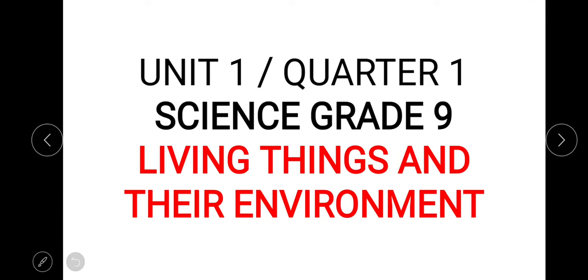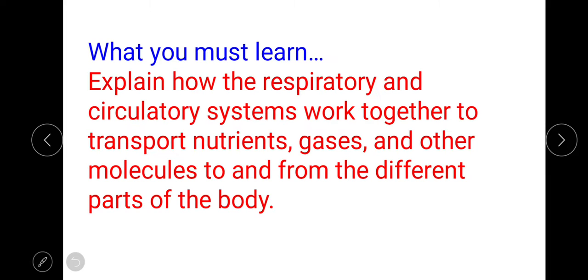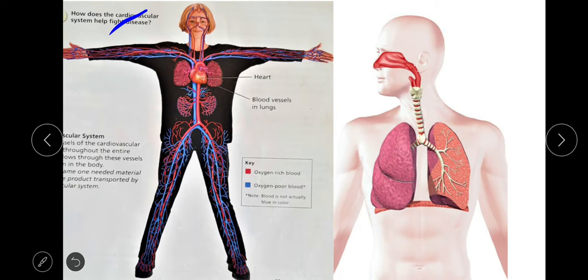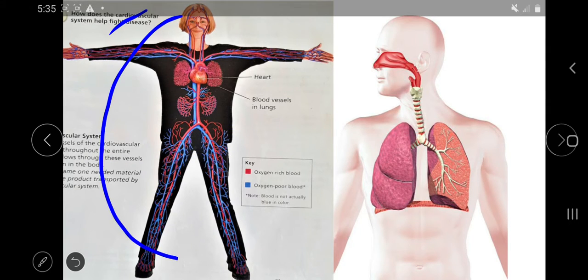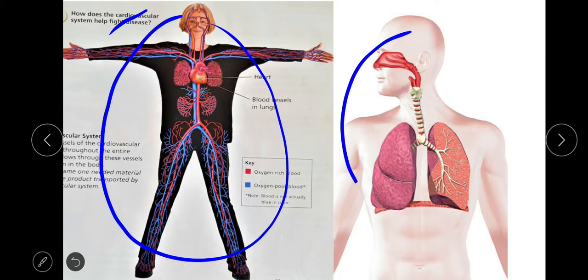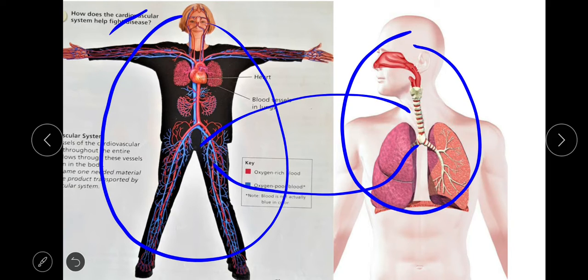Today we are going to learn about living things and their environment, and this lesson focuses on respiratory and circulatory systems working together to transport gases, nutrients, and other molecules to and from the different parts of the body. Now, this is our circulatory system, and this is our respiratory system. The two organ systems are working together for a specific function in our body.